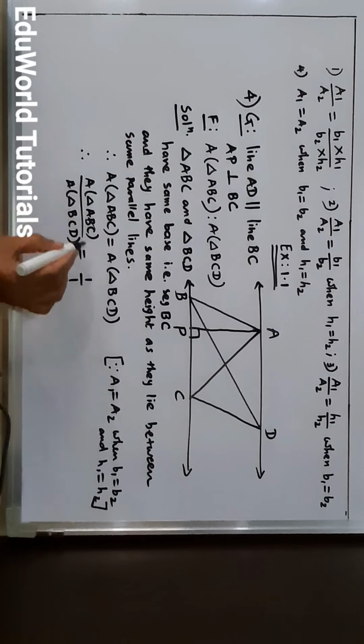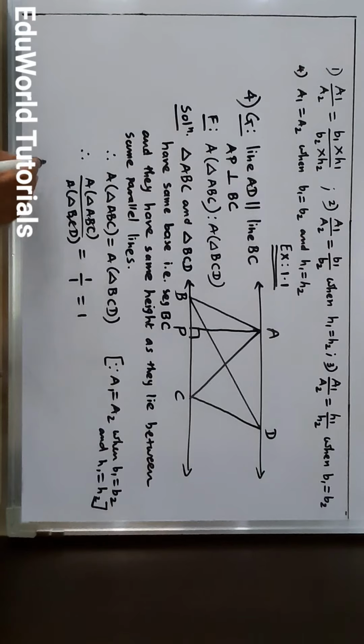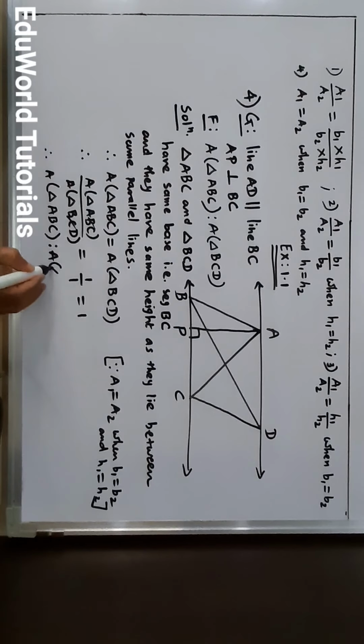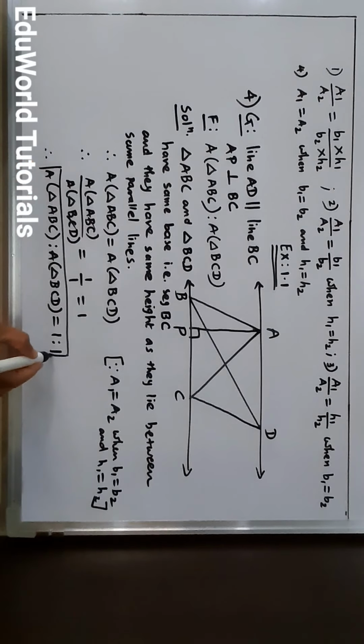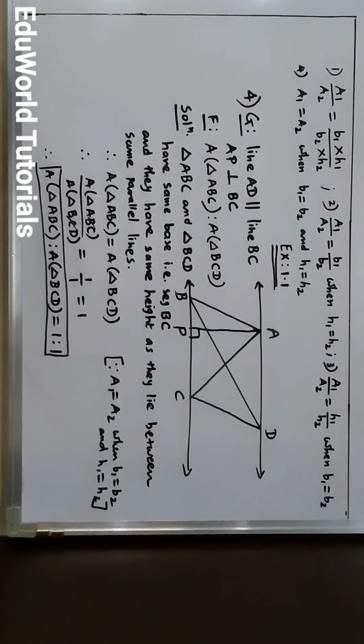Why? Because they have the same area. So we can cancel them. So it is 1 upon 1, that is 1. Therefore, what would you write? Therefore, area of triangle ABC ratio area of triangle BCD is equal to 1:1. This is our answer. We can even use the first property and solve this sum.